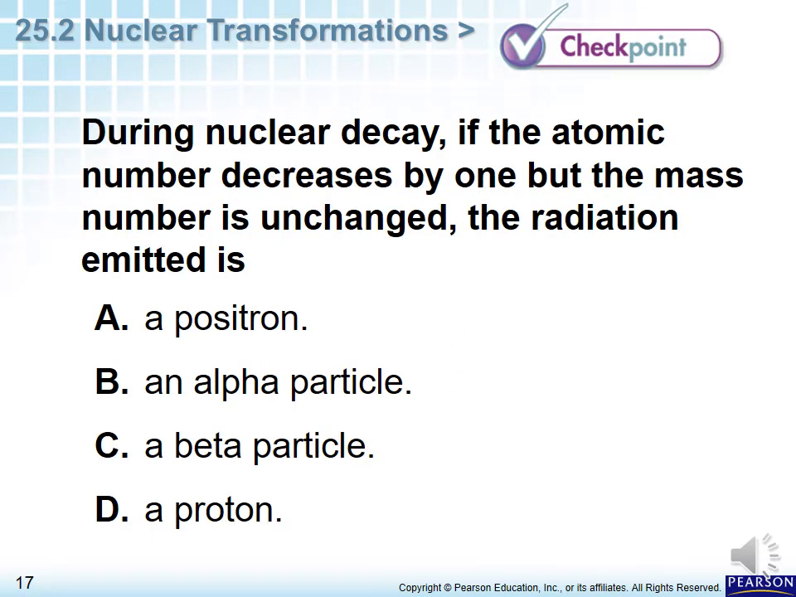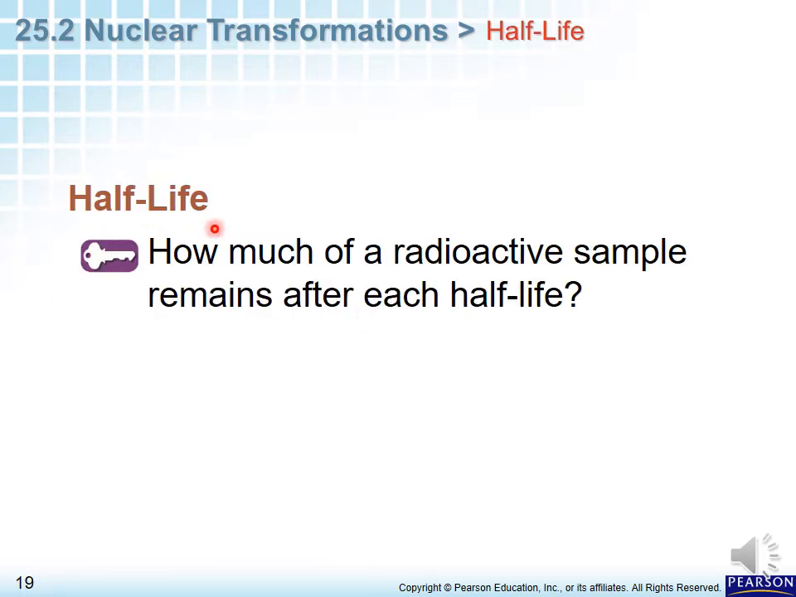Checkpoint. During nuclear decay, if the atomic number decreases by 1 but the mass number is unchanged, the radiation emitted is a positron.